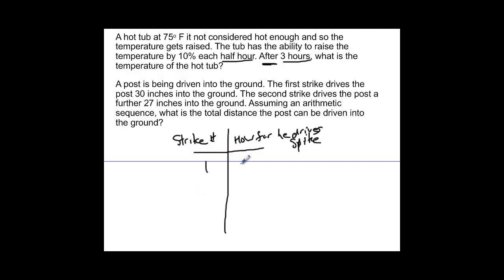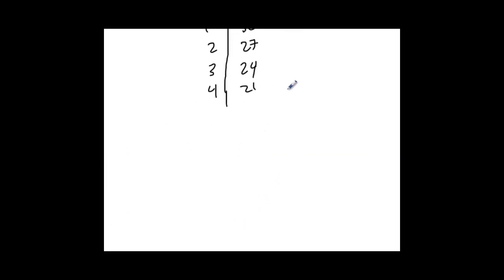it go further, right? So for example, on the first strike it goes in 30 inches. On the second one it's 27 inches. The third one, if it's arithmetic, should be 24. Then the fourth one is 21, and so on.